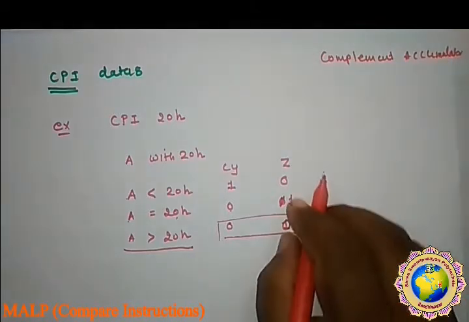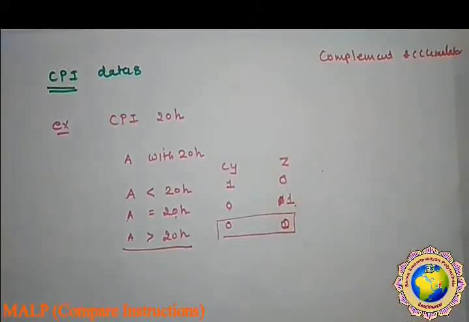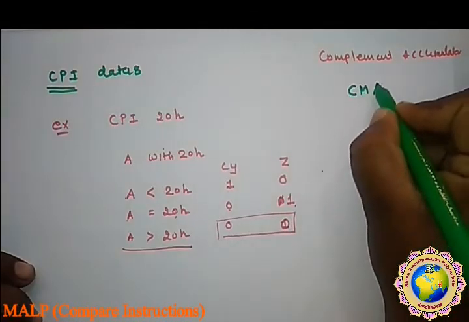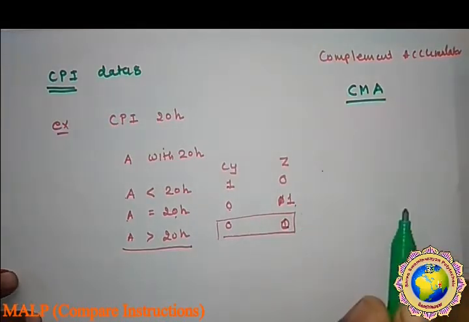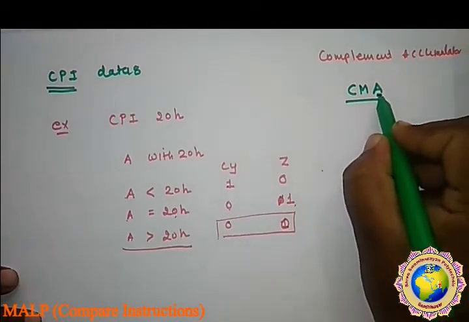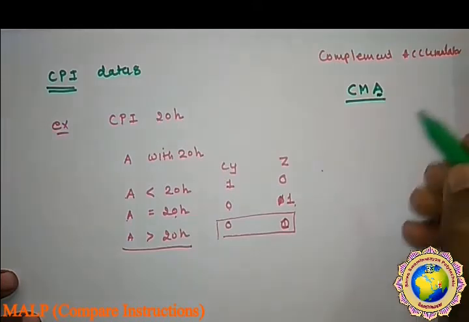Okay, this is the NOT gate. For the complement of the accumulator, CMA is used. Okay, this is the mnemonic. Whatever the value of the accumulator, that will be converted into its 1's complement.